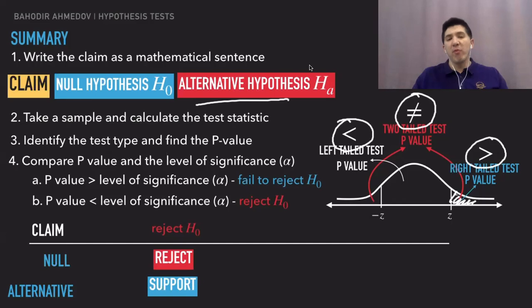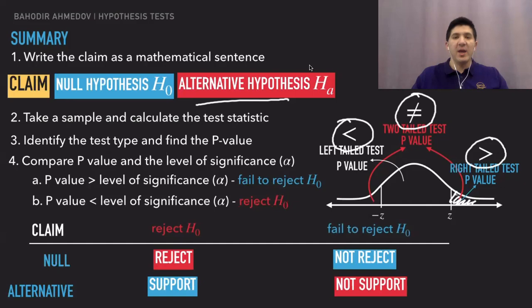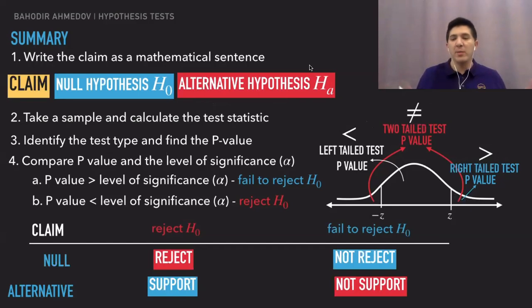But if step number 4 tells you that you are not going to reject the null hypothesis, then you're not going to reject the claim if it is the null hypothesis, but at the same time, you're not going to support the claim if it is the alternative hypothesis. So step number 5 might be slightly confusing, but memorizing the structure is very helpful. We are going to go through all of the steps whenever we test the hypothesis about the population mean, proportion, or the variance.